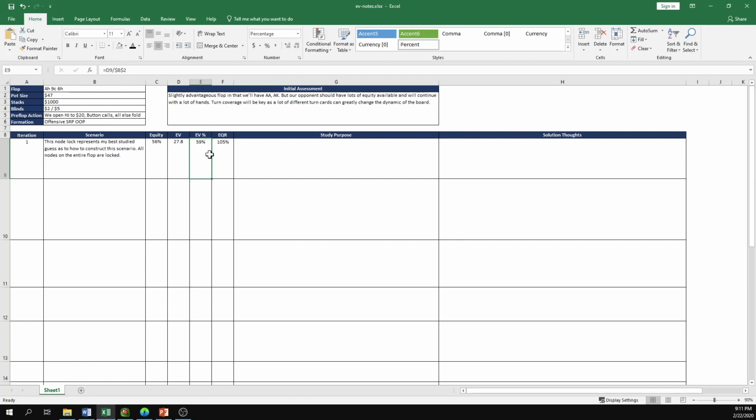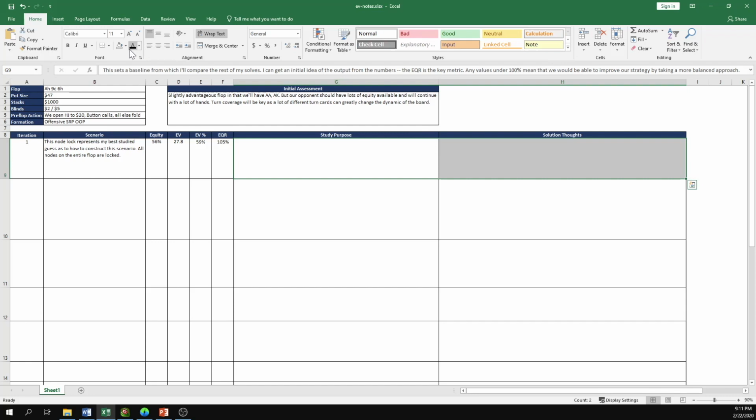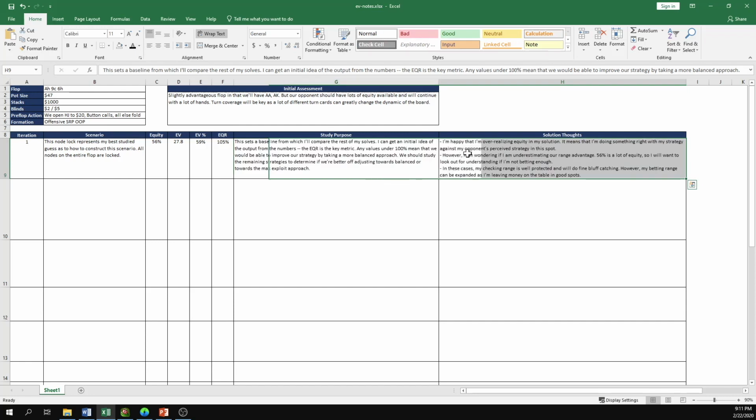And that's essentially what I'm trying to go for here. And what we see is that it's kind of difficult to actually do. It's hard to over realize your equity out of position. So, within my own strategy here, I kind of write some notes. That's what I have here on the right hand side. I'm happy that I'm over realizing my equity in this spot, which means I'm doing something right, because it's hard to over realize your equity out of position.